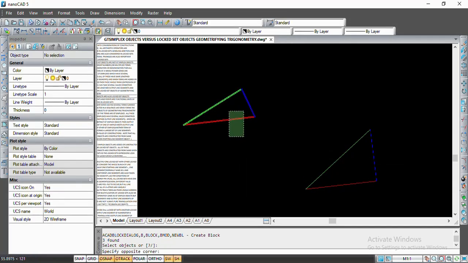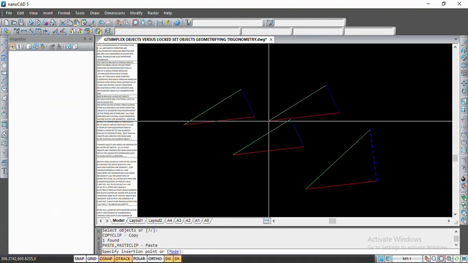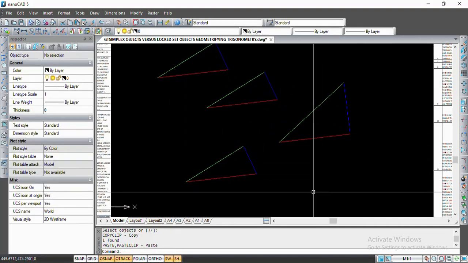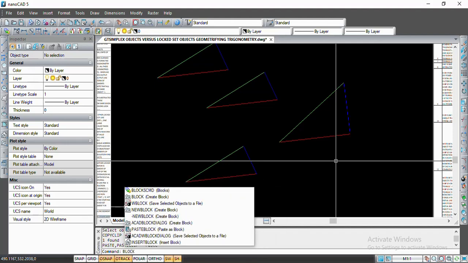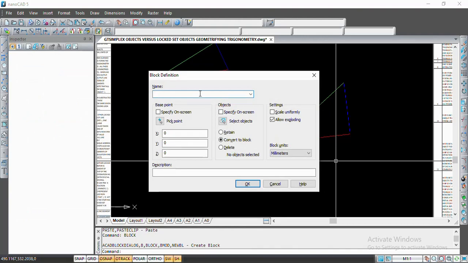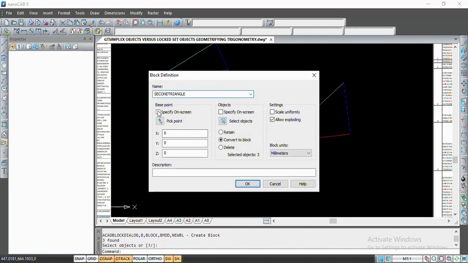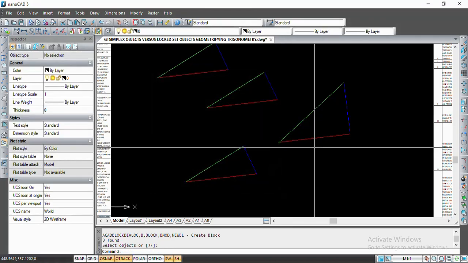Now when we take its multiple copies, then we can glue these triangles. We can make the block of this second triangle also. This is the second triangle, and if we take the second triangle here as a block, suppose this is a pivot point taken like this.